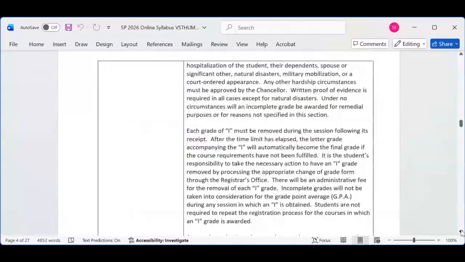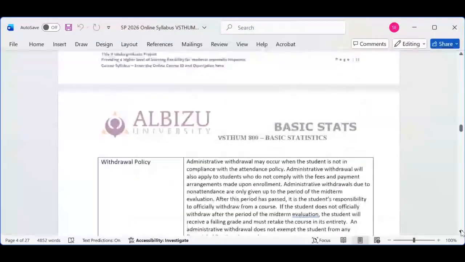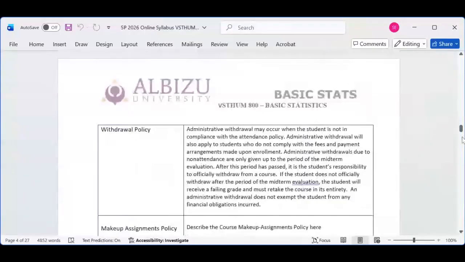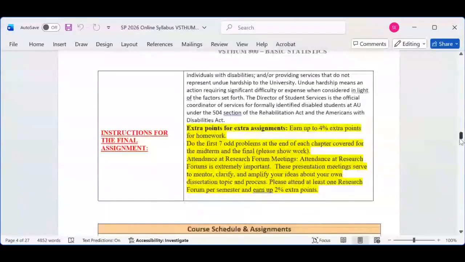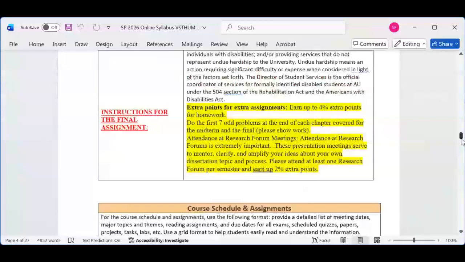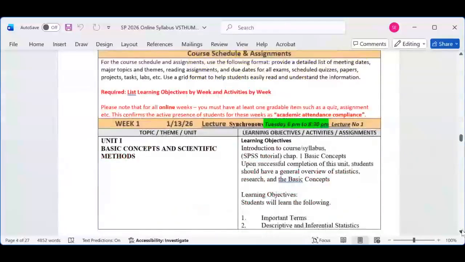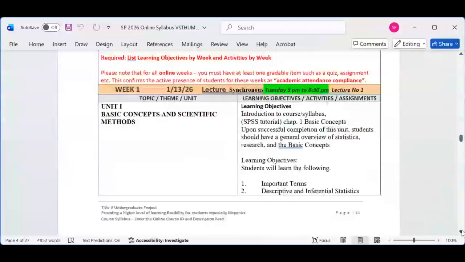So those are pretty much the highlights of the course. Without further delay, okay, there's a schedule and assignments. As you can see today, week 1 says that we have a lecture, cover the syllabus, and we should be here for a couple hours. And then these are the things we're going to cover.